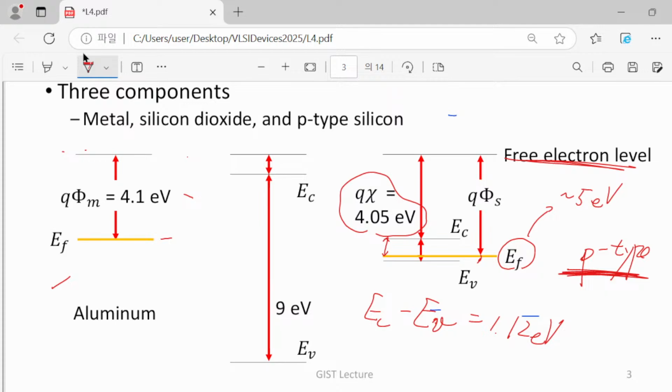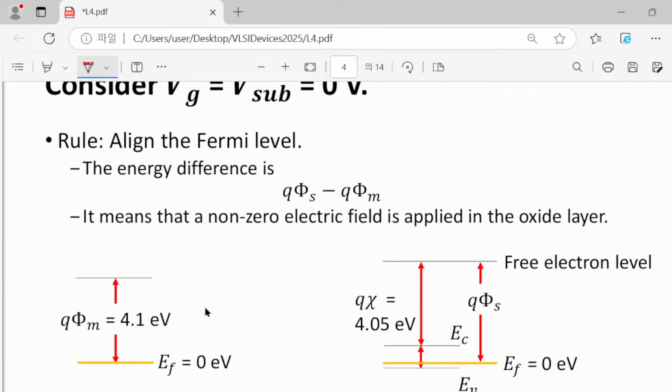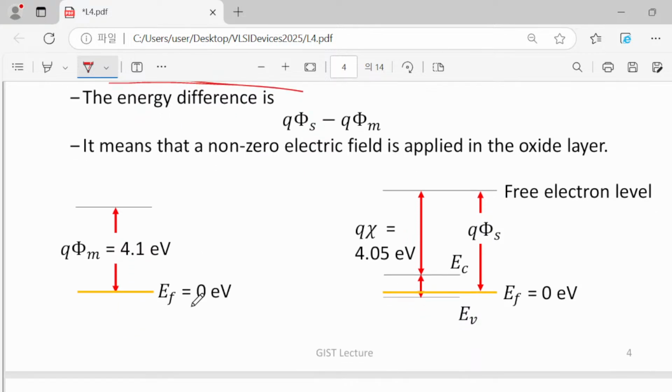Okay, so in this case, we are now just talking about three separated material systems: metal, silicon, and in between we have oxide. So they are separated. However, as we always do in our textbook, the next step is just to attach them together and make this a combined system. Then the rule of this attachment is quite simple. Fermi level should be aligned. This is the rule.